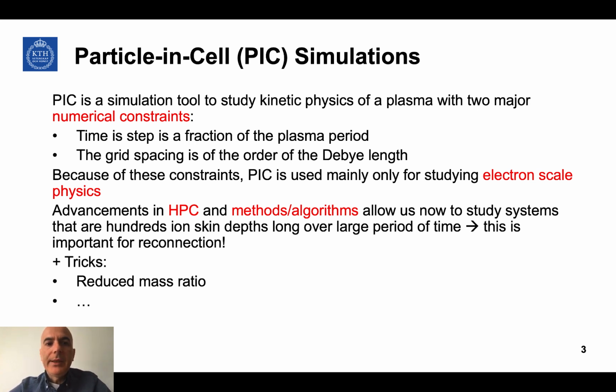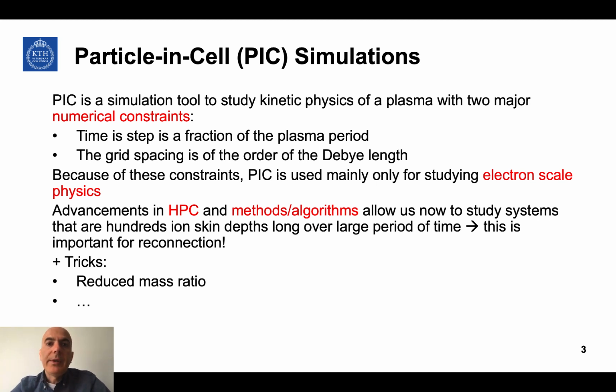In its basic formulation, the particle-in-cell method has two major constraints. The first one is about the time step that we are using in the simulation. This time step needs to be a fraction of the plasma period. The plasma period is the basic time scale in a plasma, and is the time that the electrons take to restore the charge neutrality. So it's very fast, right? And it is an electron quantity.